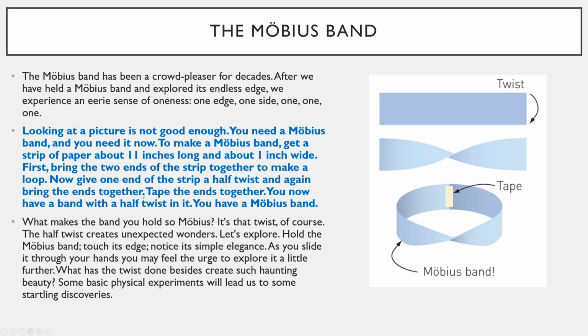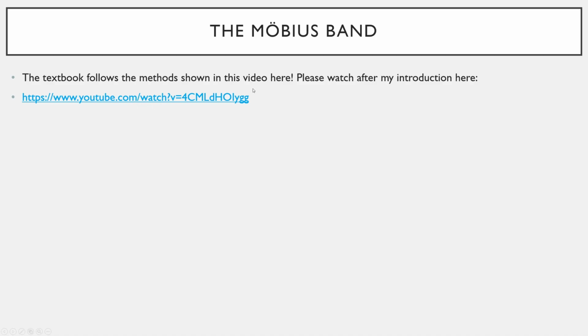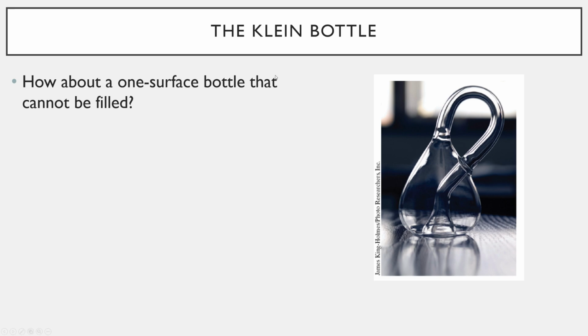What makes the band you hold a Mobius? It's that twist, of course. That half twist creates some really unexpected wonders. So what you're going to do is follow the experiments. One of them is you're going to take a marker and trace around, and something really, really cool is going to happen. Then you're going to cut it in half and you're going to see something really, really cool. I also have this video linked in the classroom, and it's going to show you what happens with the experiments as well. If you don't get a chance to follow along, watch this video. It's amazing what happens. We'll then talk about it in the chapter.